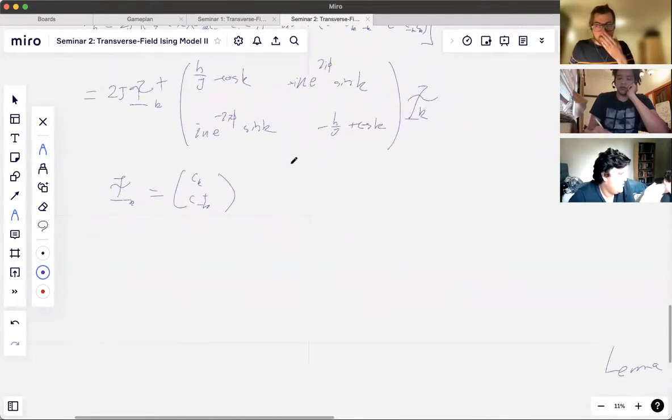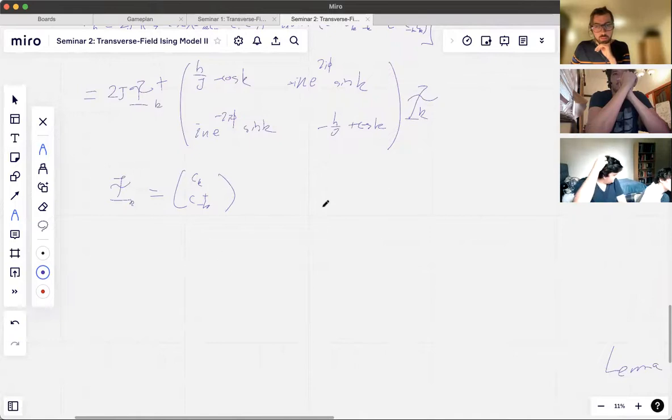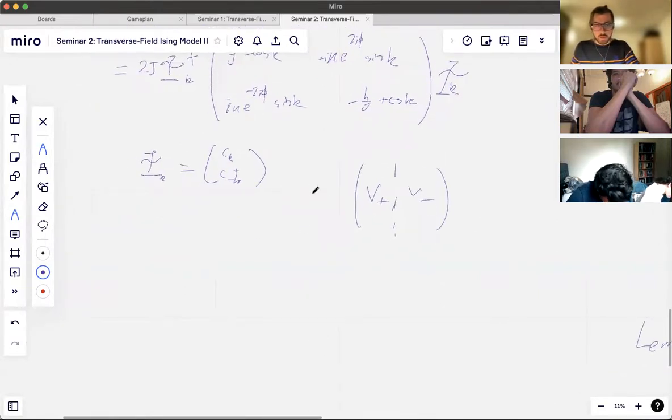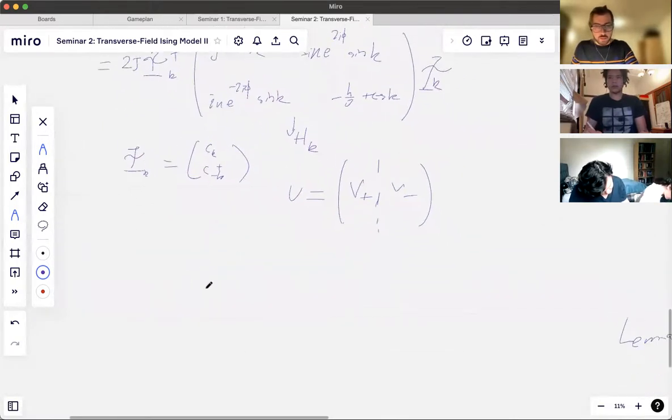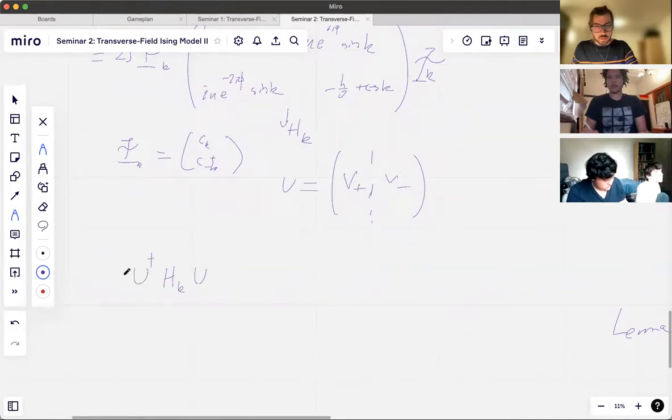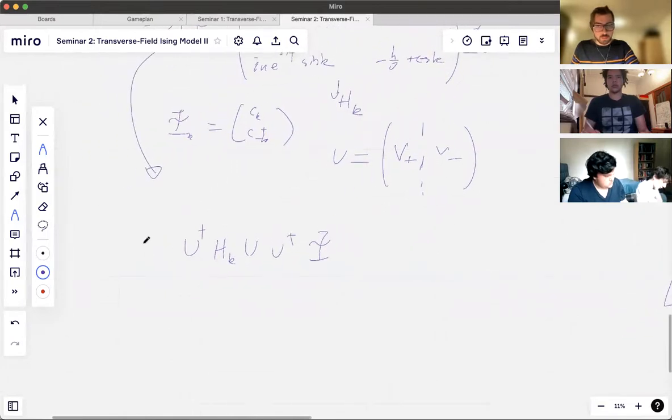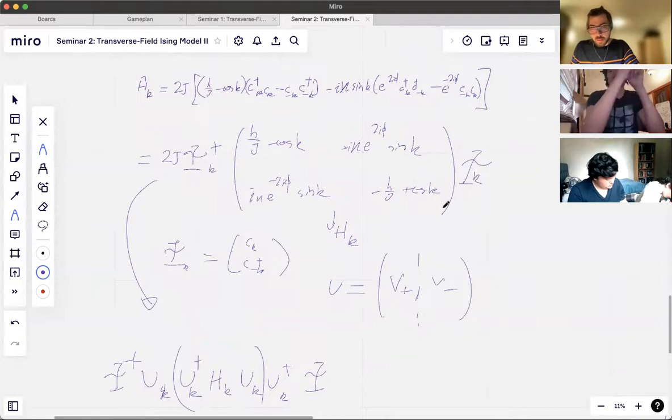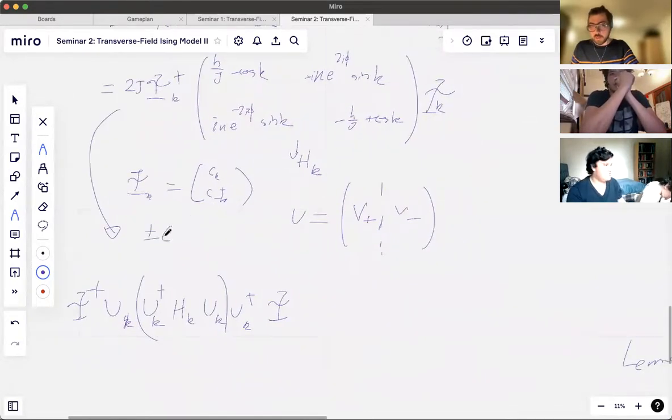So in other words, if we find the two eigenvectors of this and put them in columns, v plus, v minus, and call that U. I'm going to abuse notation a bit and just refer to this matrix as H_k. Then U H_k U dagger is diagonal. And it's also equal to the original thing. The other thing I want to remark about this H matrix is that it's traceless, and so the two eigenvalues are going to be plus or minus the same number.